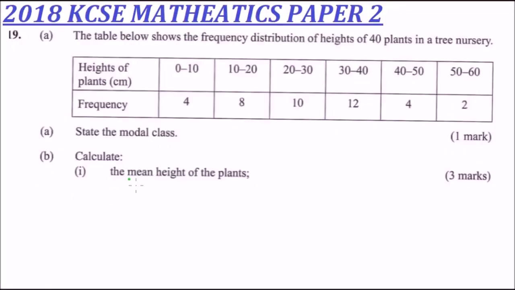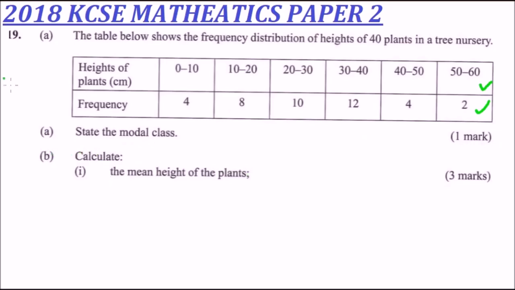So this is 2018 KCSE Mathematics Paper 2. It's on statistics, from the topic statistics. And we are told the table below shows the frequency distribution of height of 40 plants in a tree nursery. So you are given the range height of the plant 0 to 10, frequency is 4, up to where we have the 50 to 60, where the frequency is 2.